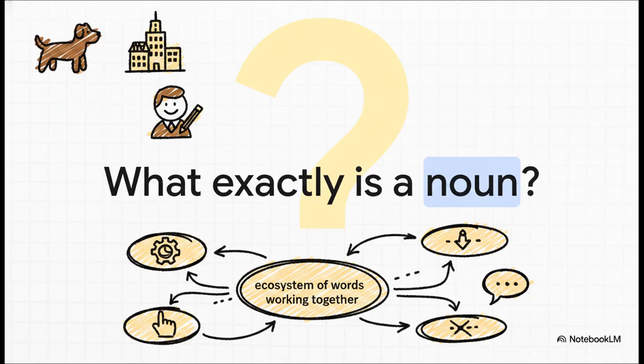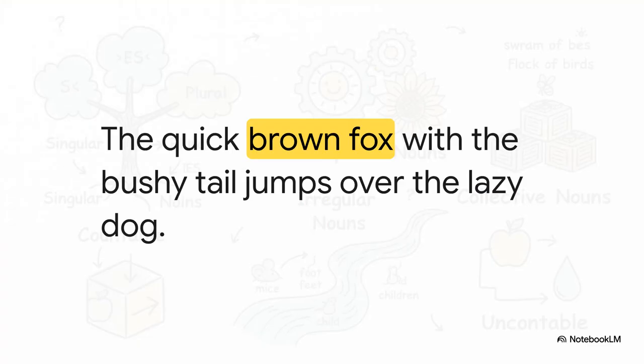It can actually be an entire ecosystem of words, all working together to perform one job in a sentence. Take the classic sentence, "The quick brown fox with the bushy tail jumps over the lazy dog." This brilliantly illustrates the concept. When we break this down, the subject of the sentence isn't just the word fox. It's that entire chunk of text, the quick brown fox with the bushy tail. That whole string of words, complete with adjectives, articles, and a prepositional phrase, bundles together to act as a single noun phrase subject. It operates exactly like a single noun would.